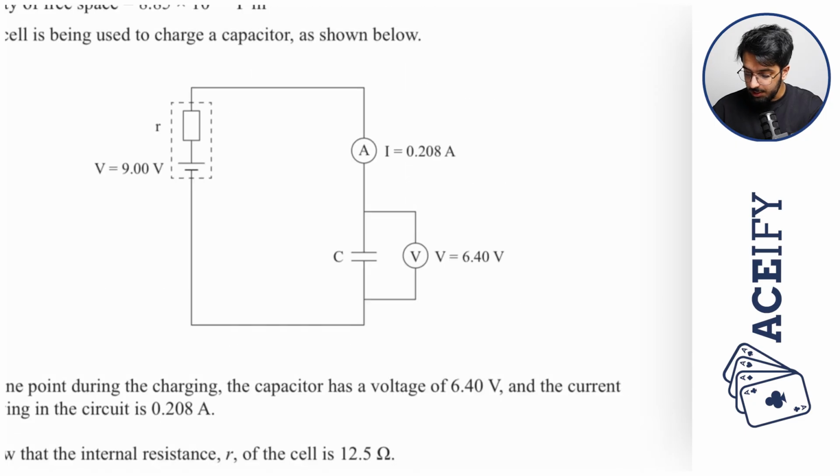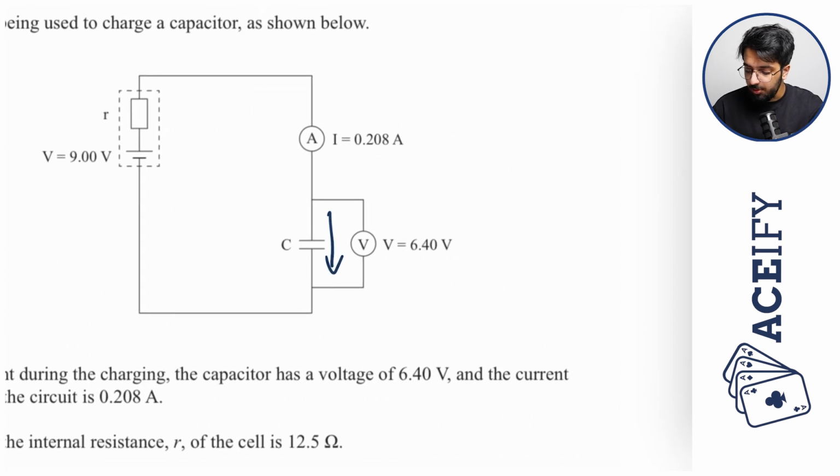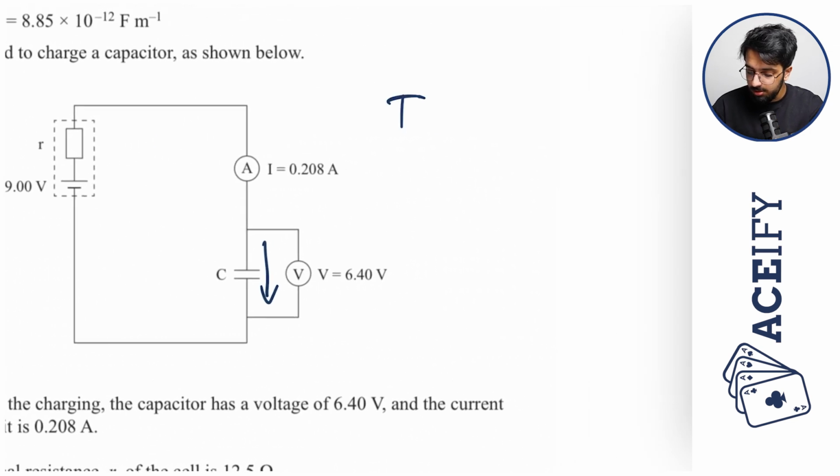Alright, so as we should know, the voltage across this capacitor is going to be equal to the terminal voltage of the cell, okay? Remember, terminal voltage is not the same thing as EMF. Terminal voltage is the voltage across the cell once we take the lost volts due to our internal resistance into account, okay? So this voltage across the capacitor is equal to our terminal voltage, and so therefore our terminal voltage is equal to 6.4 volts.